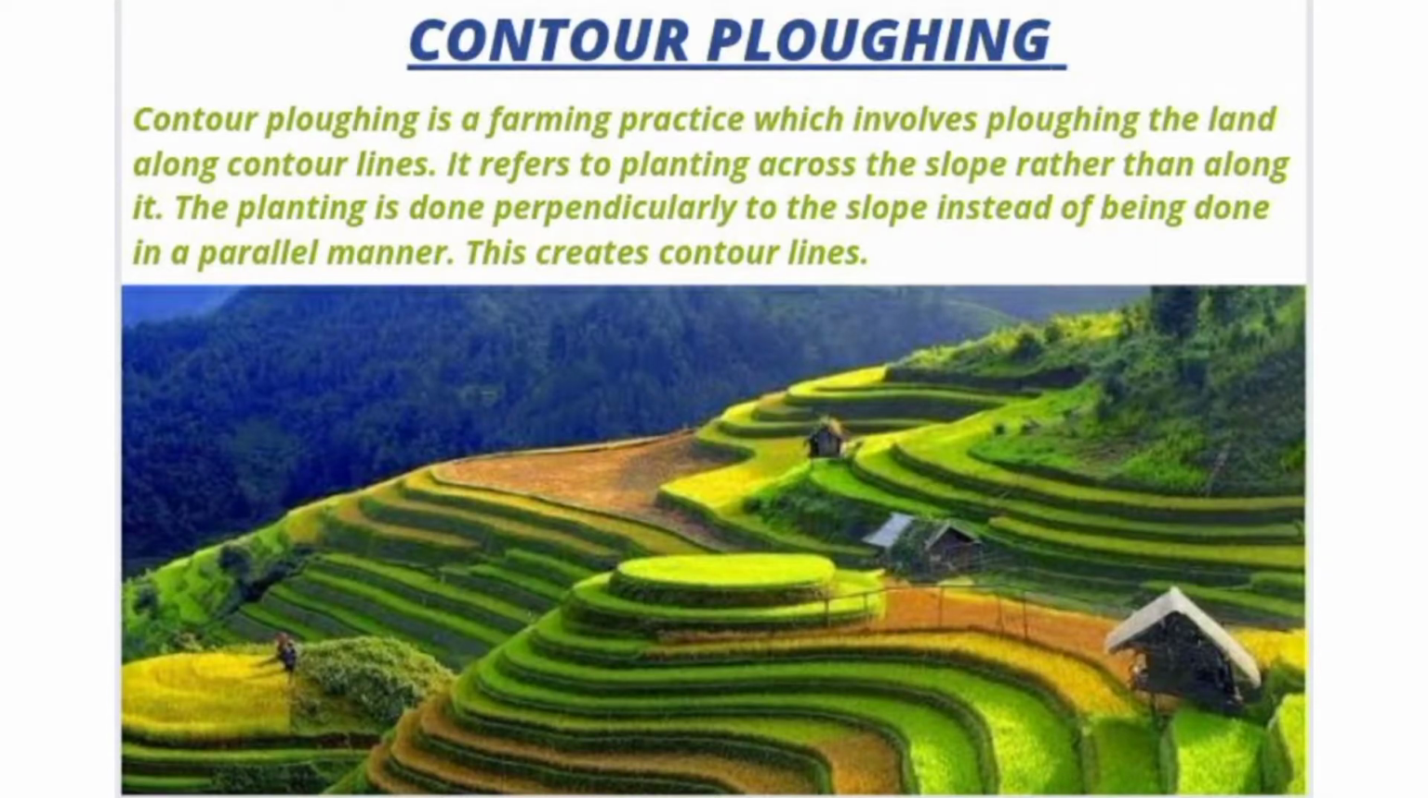Contour ploughing. Contour ploughing is a farm practice which involves ploughing the land along contour lines. It refers to planting across the slope rather than along it. The planting is done perpendicular to the slope instead of being drawn in a parallel manner. These create contour lines.